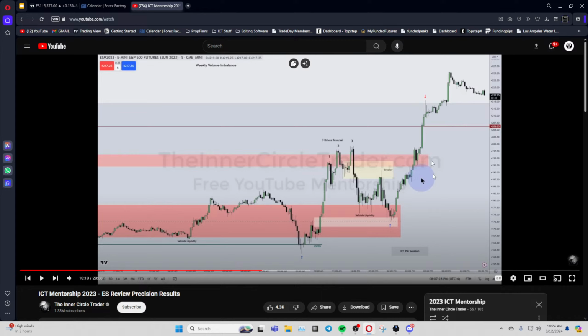And so that's very common. If you look at 3:15 to 3:45 on the New York session, you're going to see a large run towards liquidity. And sometimes it's a reversal, but usually it's towards our drawn liquidity if we haven't hit it yet.